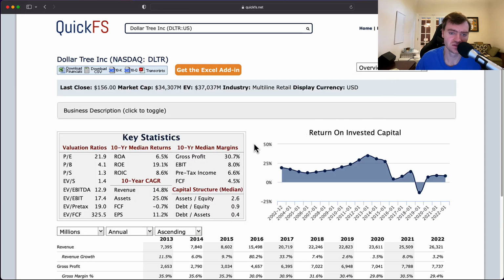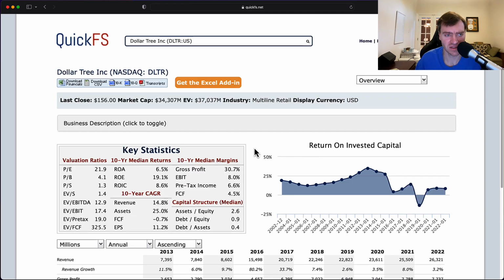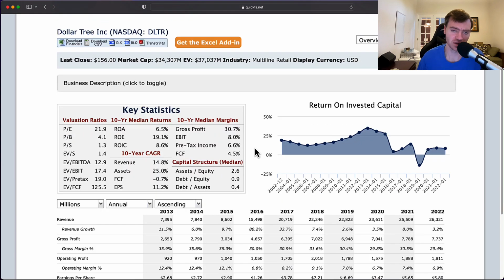So for me, Dollar General went on my watch list, but Dollar Tree will not, just because I think the capital allocation is not managed as well and the cash earnings are not as high quality. So I'm going to pass on Dollar Tree. I think it's an interesting company. It's a very interesting industry. I think probably it could be managed in a way that would make it very profitable.